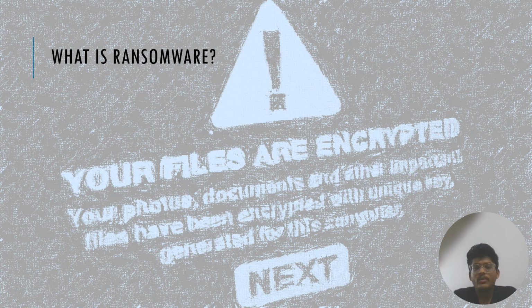Now let's see what is ransomware. Ransomware attacks involve malicious software that encrypts a user's files, and attackers demand a ransom in exchange for releasing these files. To understand how this happens, we will discuss the common methods used by attackers, such as phishing emails, malicious attachments, and exploiting vulnerable software.